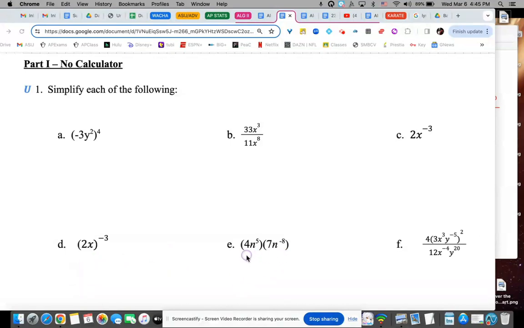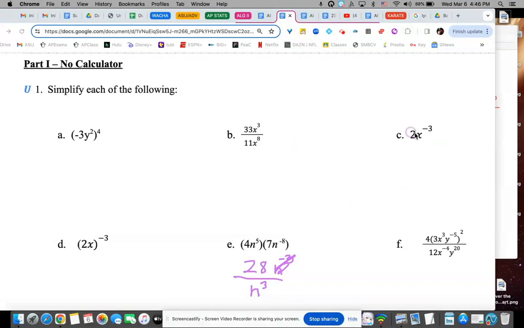Okay, now we're multiplying. So 4 times 7, 28. When you multiply the letters, and I know there's lots of parentheses going on, don't get too confused about what you multiply. Just put numbers with numbers and letters with letters. So n to the 5th and n to the -8. When you multiply like this, you're going to add the exponents. You're going to get 5 minus 8, which is -3. And then, of course, I'll flip that to the bottom, make it positive, and that's what you'll end up with.